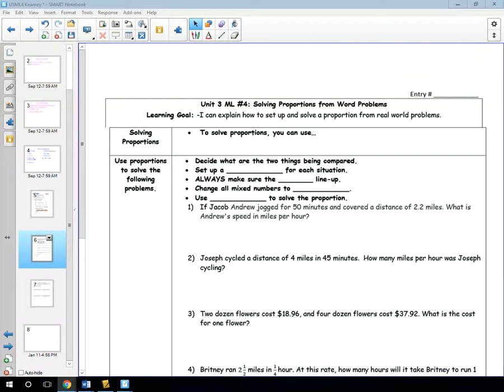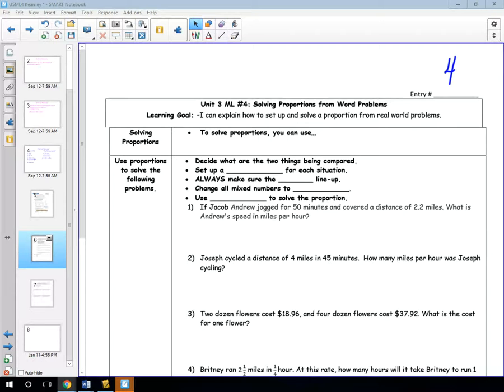On today's episode of the Kearney Math Show, we are going to be featuring mini lesson 4, solving proportions from word problems. So before we get started, go ahead and write at the top of this, this is entry number 4, and read your learning goal. Our learning goal is that by the end of today, I want you to be able to explain to someone else how you take a word problem, break it down, figure out what you're looking for, and set up a proportion to solve a real world problem.